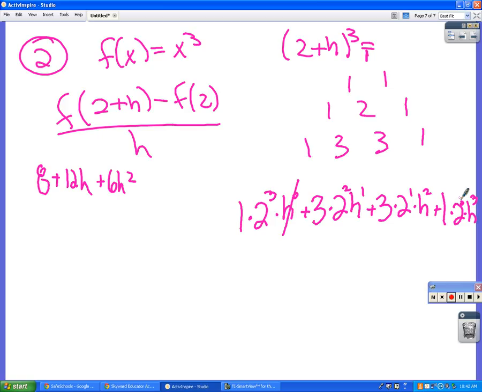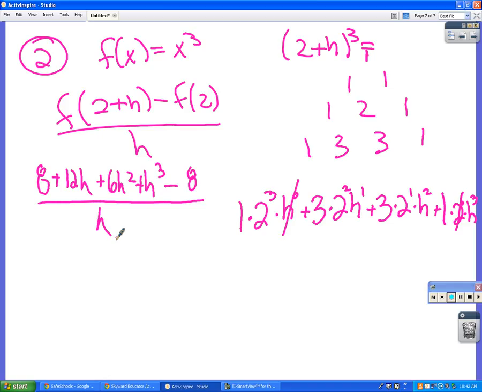And 2 to the 0 is gone, so that's just going to be plain old h cubed. Okay? So that's what that thing is multiplied all the way back. Okay, that was the only hard part of this problem. Now we have to go minus f of 2. So if I plug 2 in there for x, I get 8. And then this is all over h.